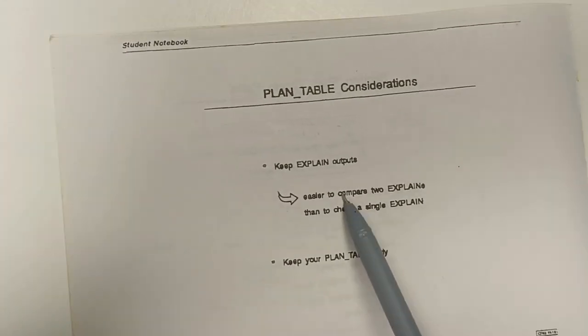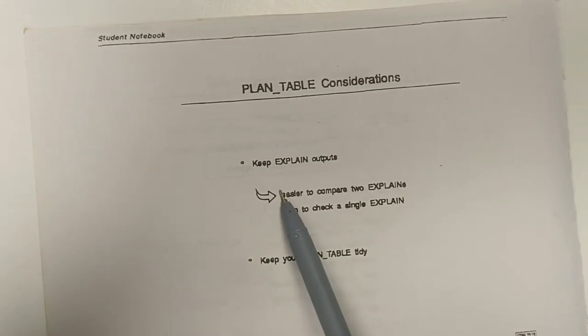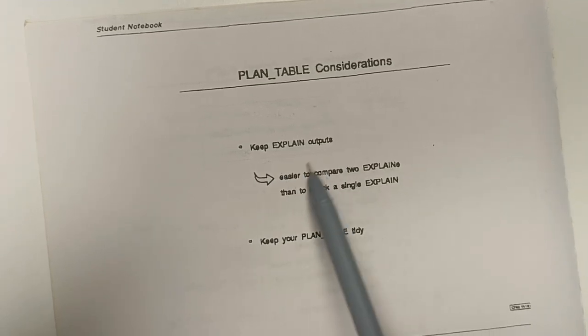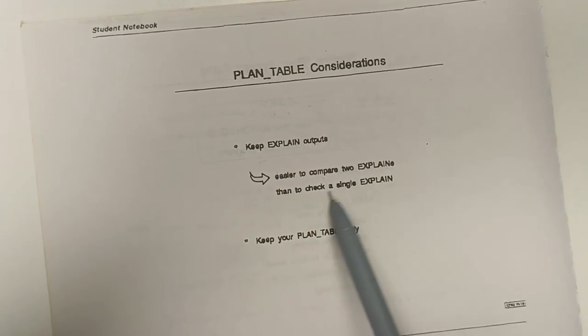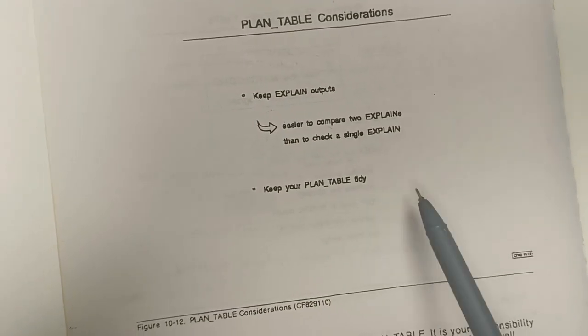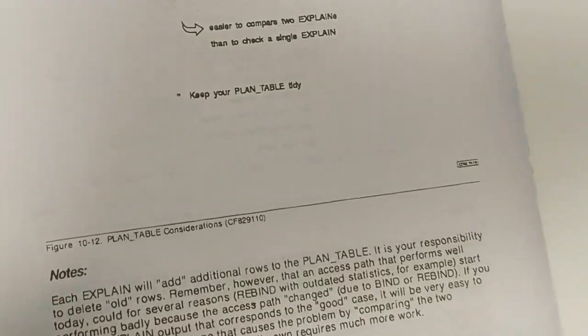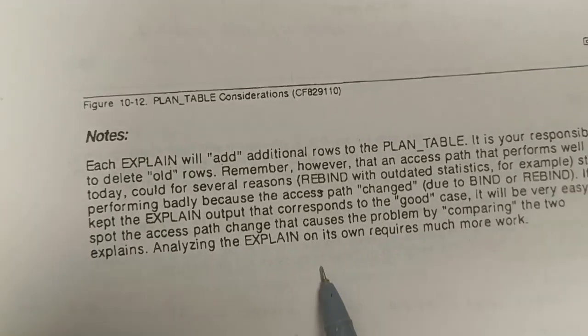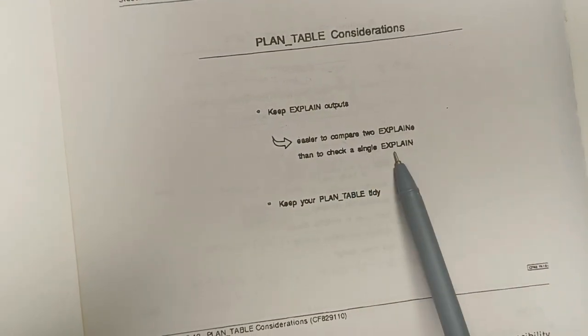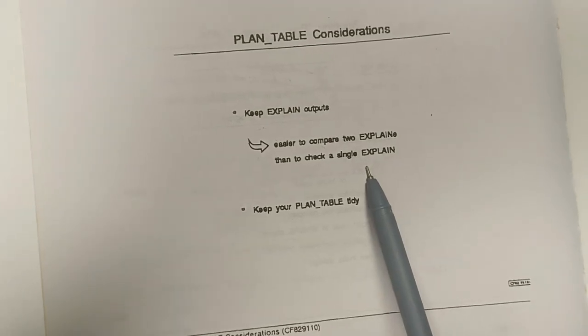These are some considerations to keep in mind while using the explain functionality. Keep explain output so it is easier to compare two explain outputs than to check a single explain. Keep your plan table tidy, meaning you need to keep the plan table updated every time, then only will you be able to compare two explain outputs instead of checking a single explain.